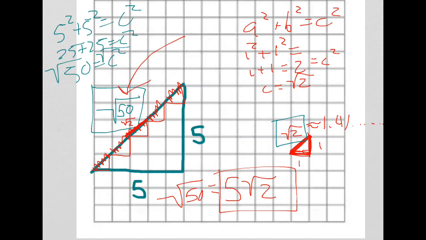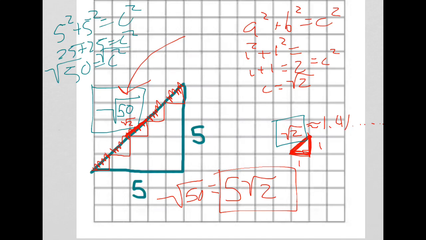Geometrically, instead of referring to it as the length of the hypotenuse of a right triangle of side lengths 5, we've broken it down to the length of the hypotenuse of a right triangle with side lengths 1, a more geometrically simple representation.